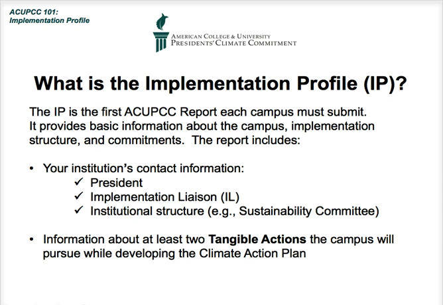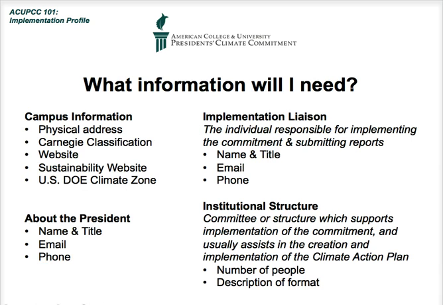Although the IP is due within 2 months of signing, it is the responsibility of the institution to ensure that this contact information stays up to date. These are the categories of information that you will need to complete the report. Basic campus information must be submitted, as well as information about the implementation liaison or individual responsible for implementing the commitment and submitting reports, and your institutional structure.